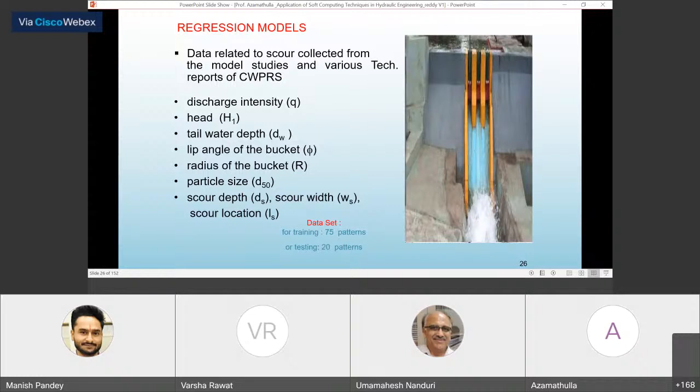Here, regression models I have used: 25 for training purpose and 20 for validation purpose. I have considered discharge intensity, head, tailwater depth, lip angle of the bucket, and radius as input, and also the bed material.